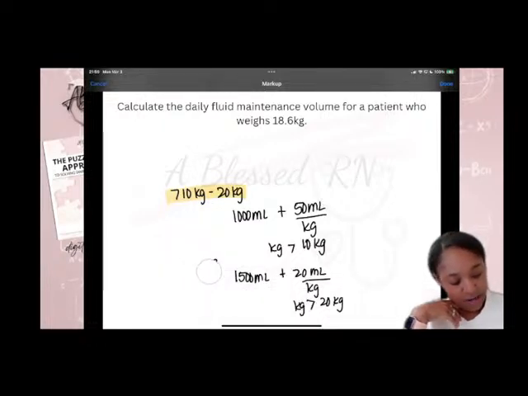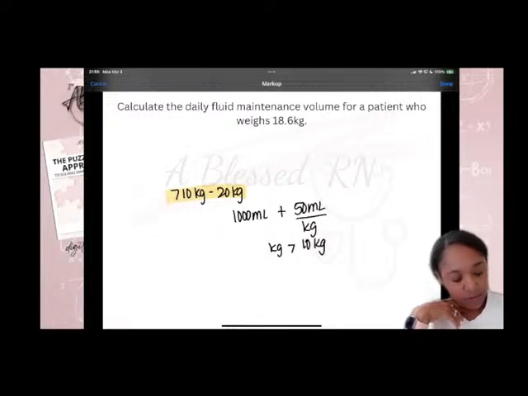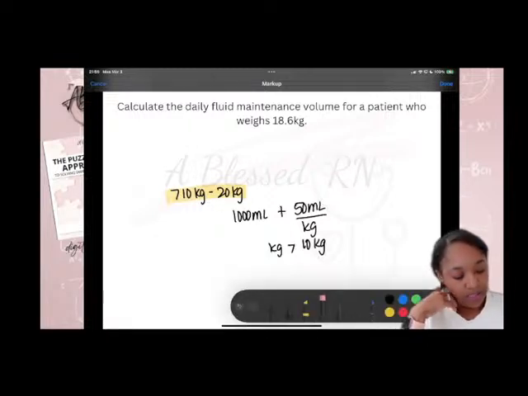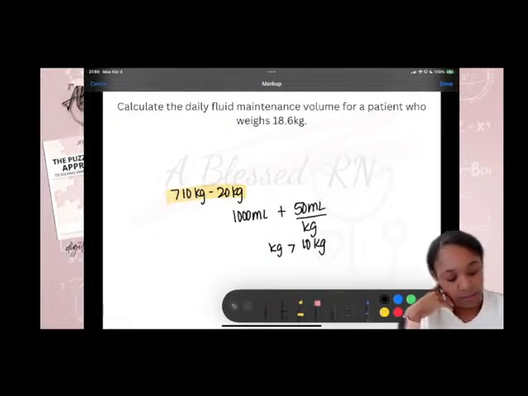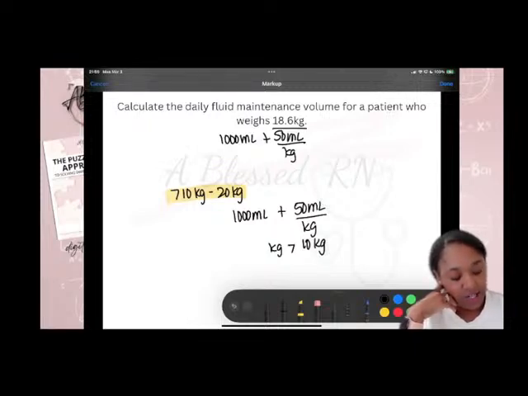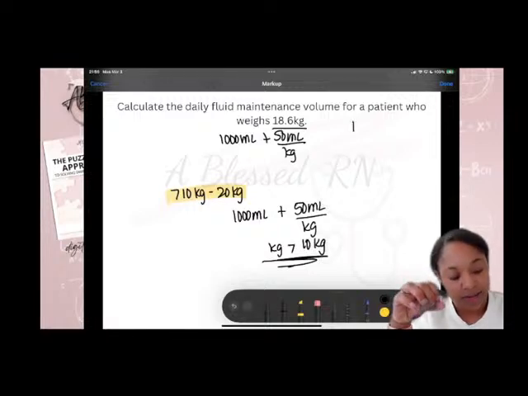All right, so this is the formula that we'll be using. 1,000 mLs plus 50 mLs per kilogram of body weight. Remember that they're 18.6 kgs, and this is for anything that's over 10. So I'll have to take 18.6 kilograms and subtract 10 kilograms from it.